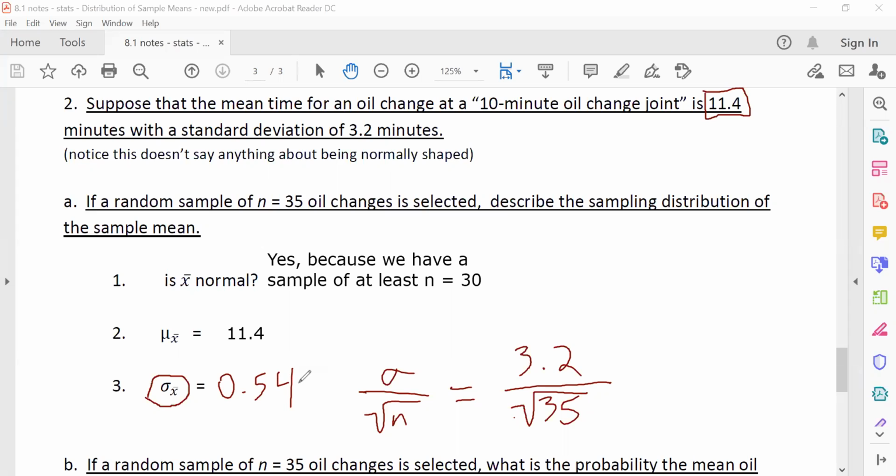But if you take 35 oil change times and average them all together, that standard deviation is only going to be 0.54, which we're about to see is going to inform our decision making.